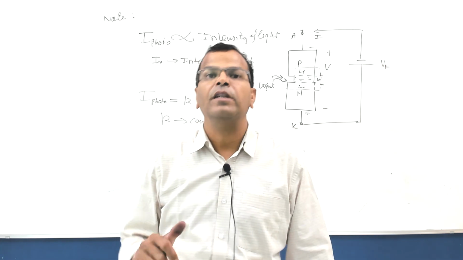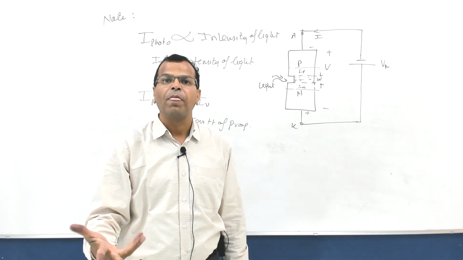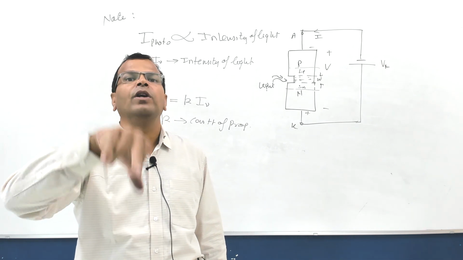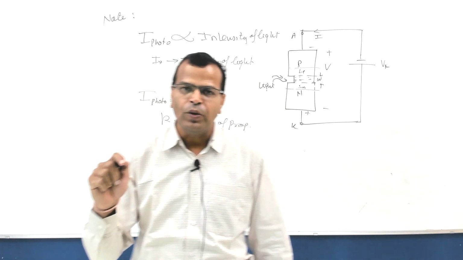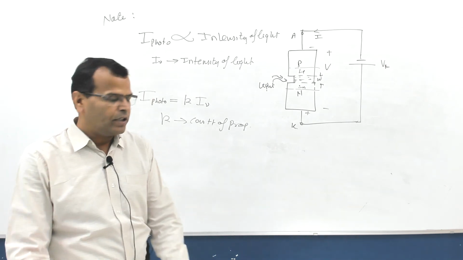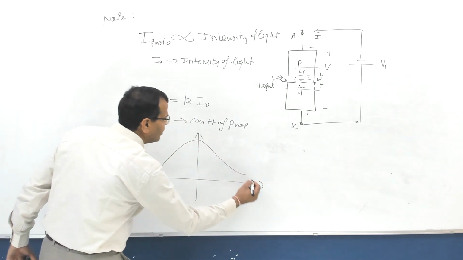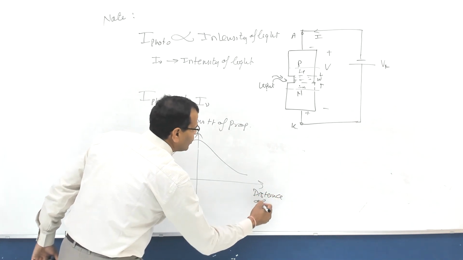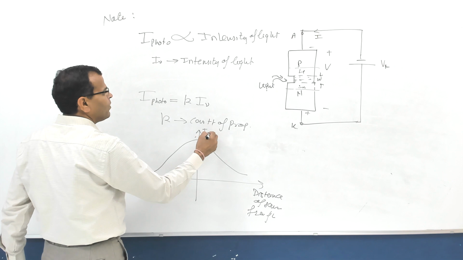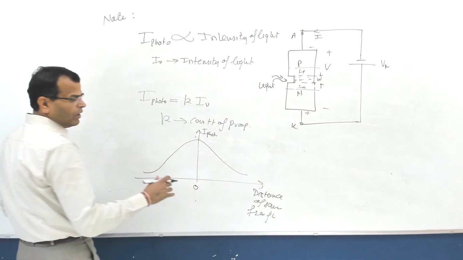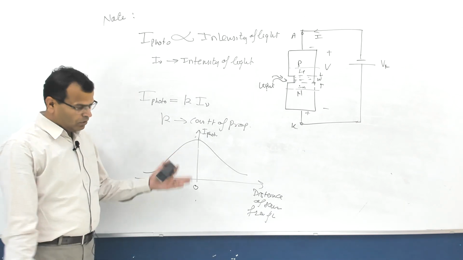There were questions in the past: if the intensity of the light is increased 10 times, what will be the short circuited current, or photocurrent? It becomes 10 times. If intensity is increased 20 times, the current becomes 20 times. So the photocurrent of a photodiode is directly proportional to the intensity of light impinging on the junction. Another important point: if you increase the distance of the source from the junction, the photocurrent will be maximum when it is closest to the junction, and it will decrease non-linearly when you move away from the junction. That is a sort of bell curve.